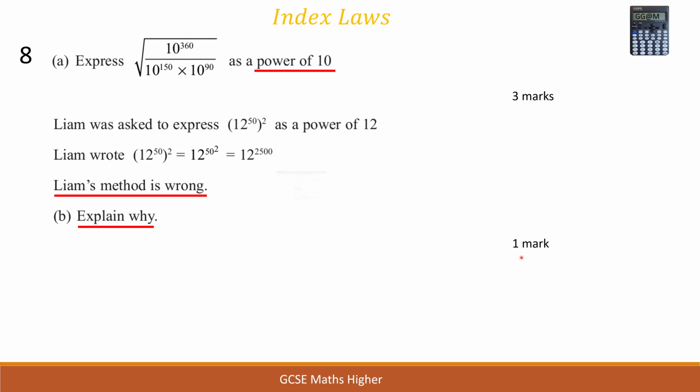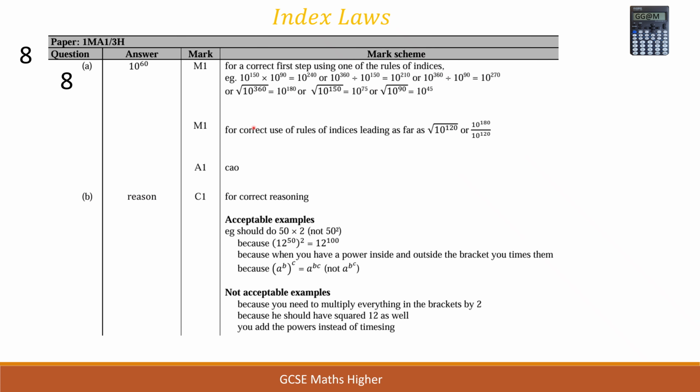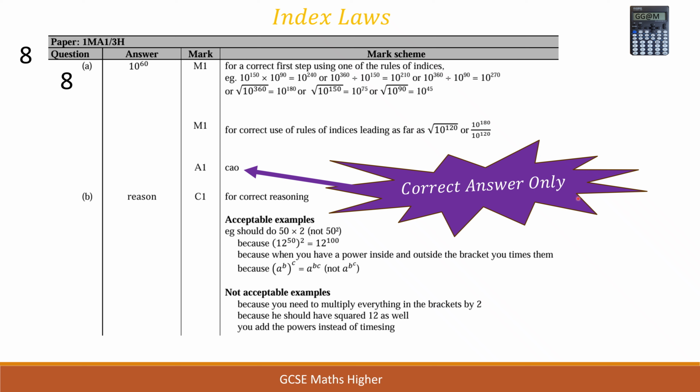Fantastic. So the mark scheme says the answer is 10 to the power of 60. M1 is just a method mark for this section, and here A1 is an answer mark. CAO means correct answer only, so you have to write 10 to the power of 60. If you've written out 10 with loads of zeros afterwards, you will not get the mark. It has to be in this form here.